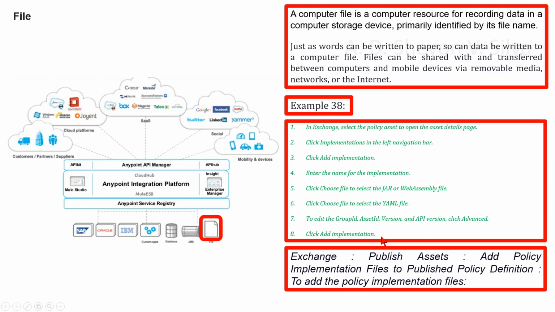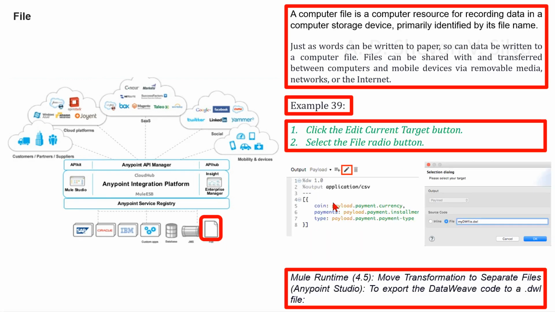Click add implementation. The implementation displays in the manage implementation table. From this table, manage implementation versions of the policy asset. See the manage versions section for more information in the documentation.